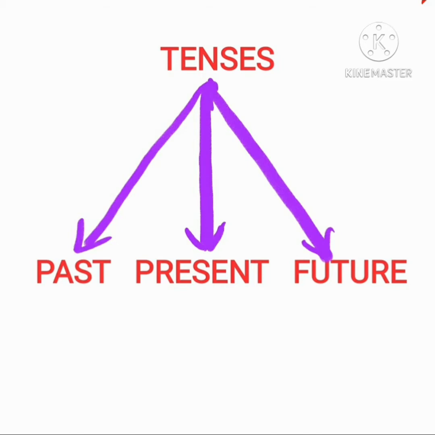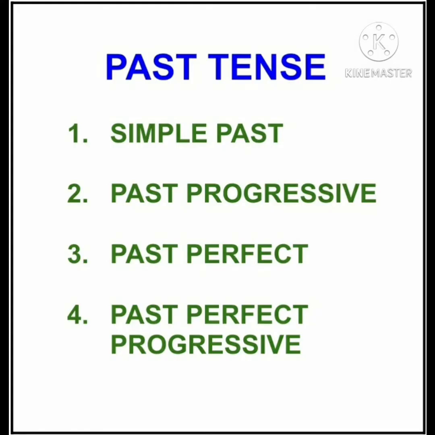Tenses are divided into three parts: past tense, present tense, and future tense. And each part is divided into four subparts to render a clear understanding about the time of the action. Let's start with the past tense. The subparts of past tense are simple past, past progressive, past perfect, and past perfect progressive.